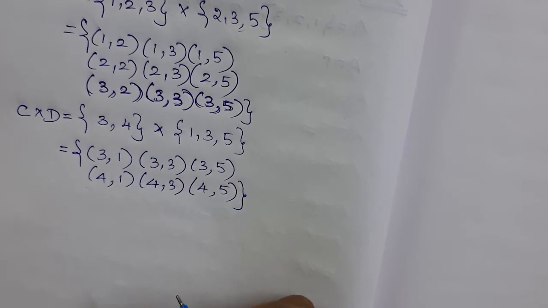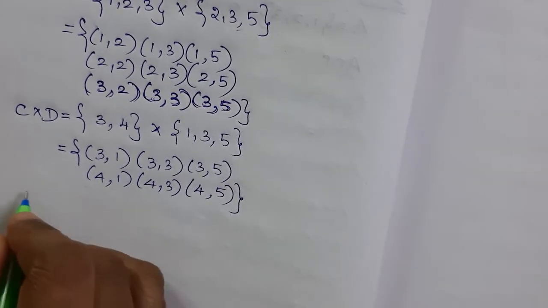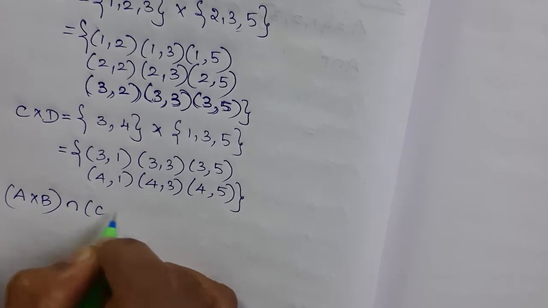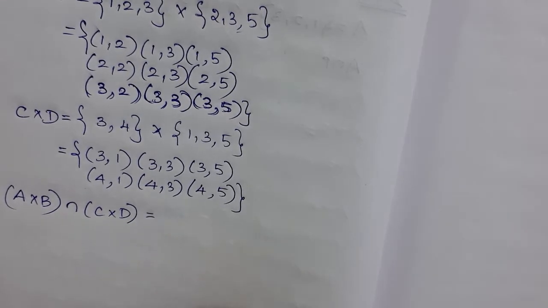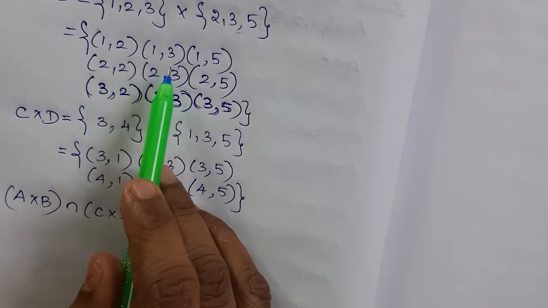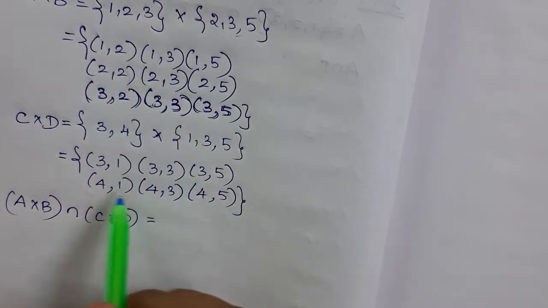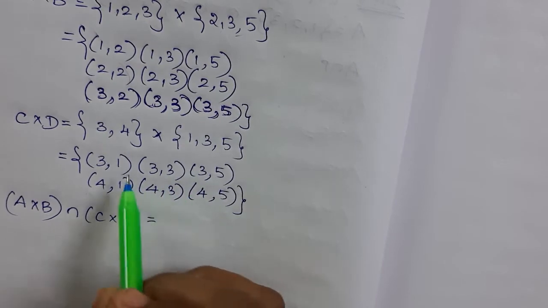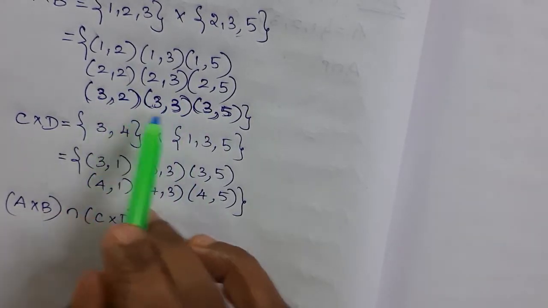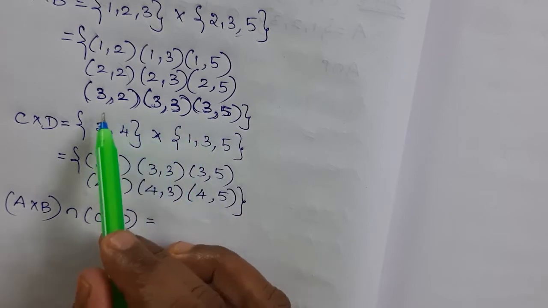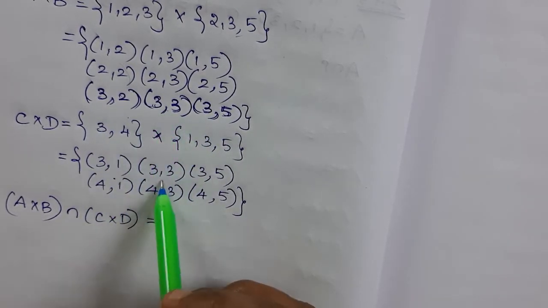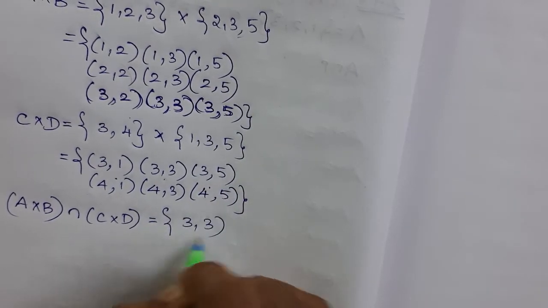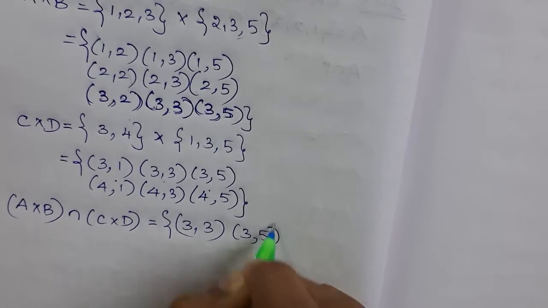So we have found A cross B and C cross D. Our final result what we need is A cross B intersection C cross D. Intersection means common element. So in A cross B we have (1, ...), so here we don't have any 1 first. Then you don't have 2 as well, but there is 3 in common. So (3, 2), we don't have it. (3, 3), yes. (3, 5), yes. So the common element is (3, 3) and (3, 5).